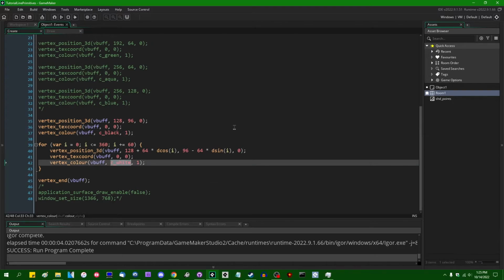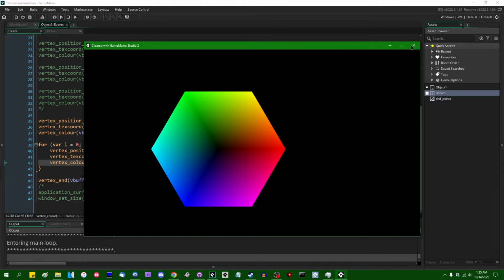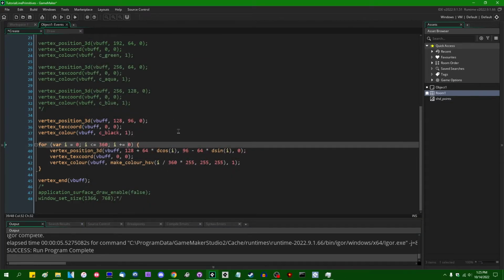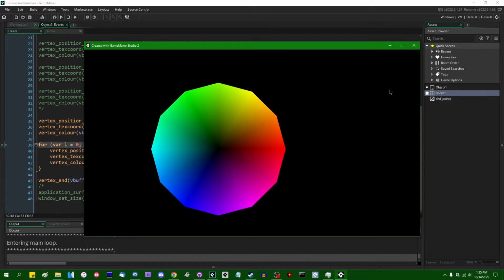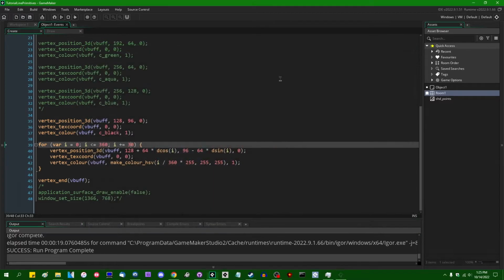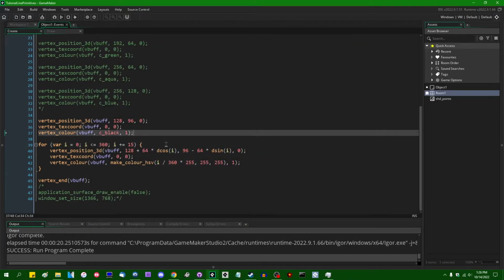And you can even make this a little bit fancier if you want it to be something a little bit more to look at. Make color HSV, and we can say the hue is going to be i divided by 360 times 255, because the make color HSV function in GameMaker is weird. Saturation 255, value 255, and we now have a rainbow colored hexagon. That's somewhat visually appealing. If you wanted to have a higher resolution, you could have a dodecagon, a regular dodecagon. All right, I guess we're doing some sort of a color wheel business over here. If you want to go even higher resolution, what would this be, a 24-gon? Anyway, that's your regular 24-gon.